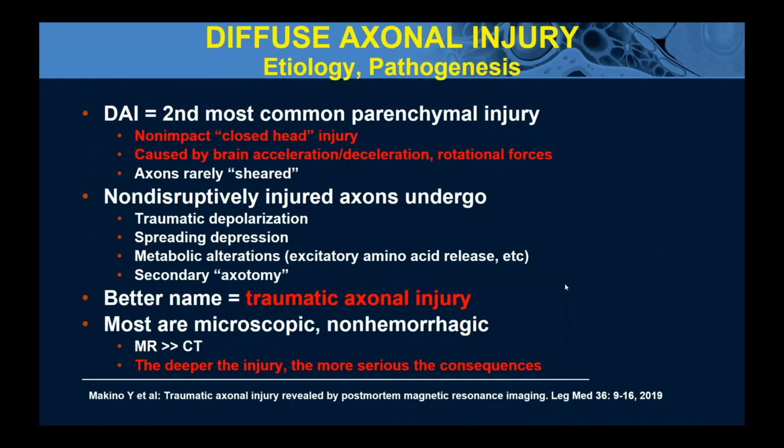Now, the last type of brain injury we want to talk about is acute diffuse axonal injury.